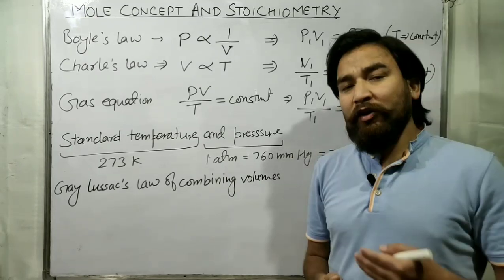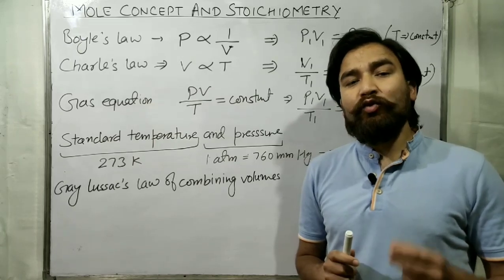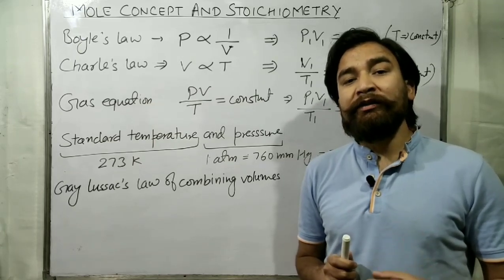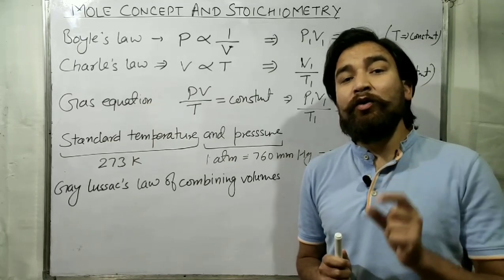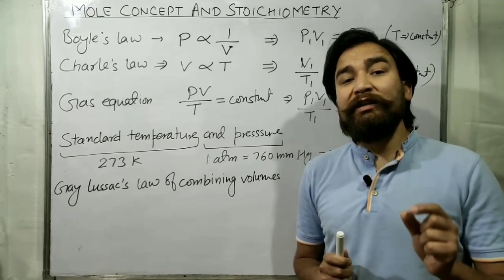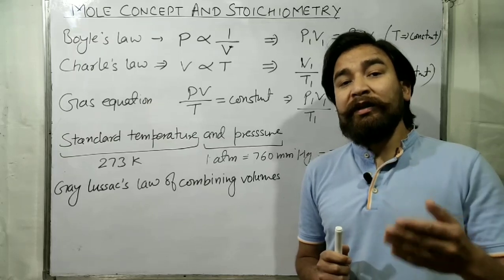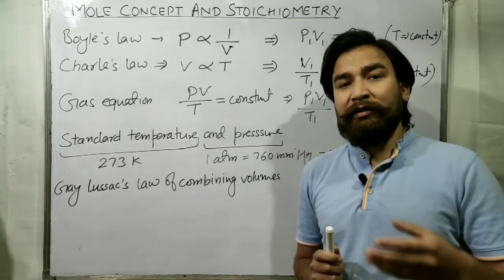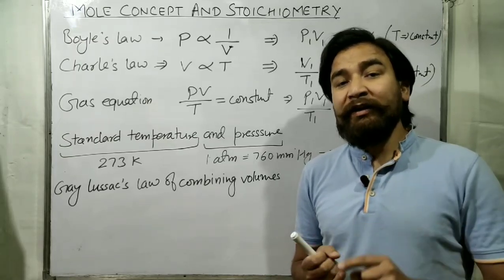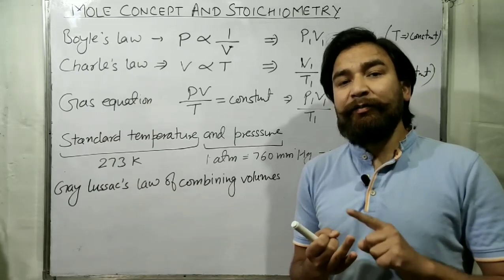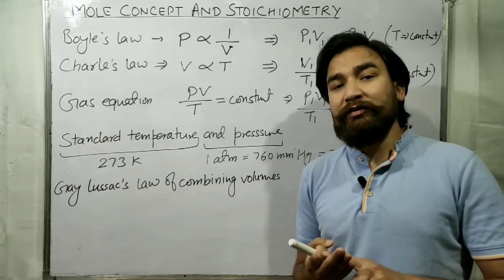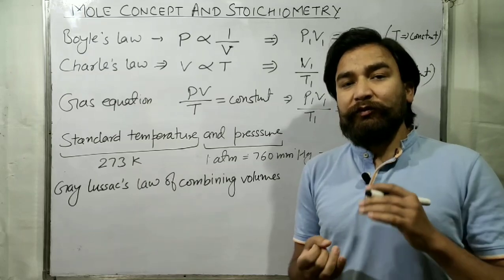So the law says that when two or more gases react together, they bear a simple whole number ratio with each other and also with the product if the products are gases, given that the temperature and pressure is kept constant. So what does it say?